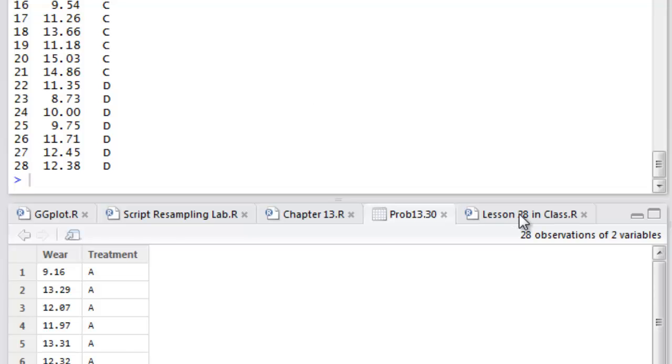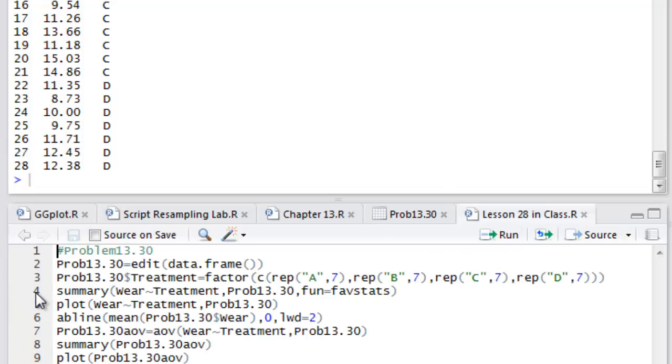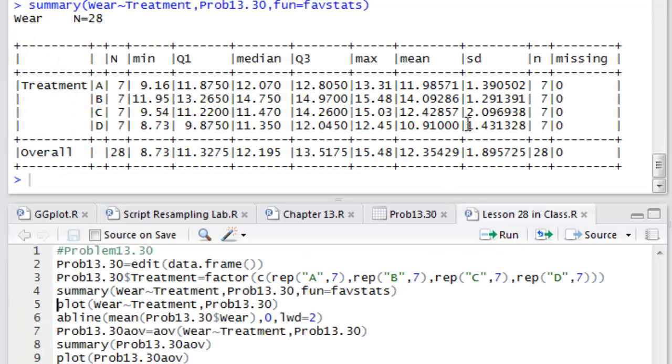Starting with the data, first thing we would like to do is summarize it. So I'll summarize my data. Nice tabular format. When you look at this, I have a summary for each treatment as well as the overall. A couple things to look at. We can see the means, of course, are not all equal. They're sample means. But it appears treatment B has a little higher mean wear.